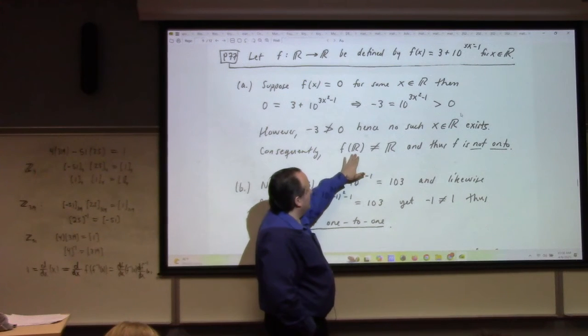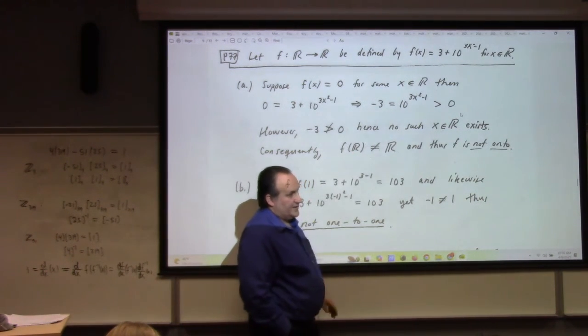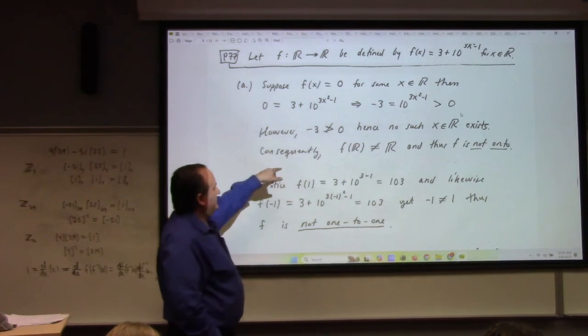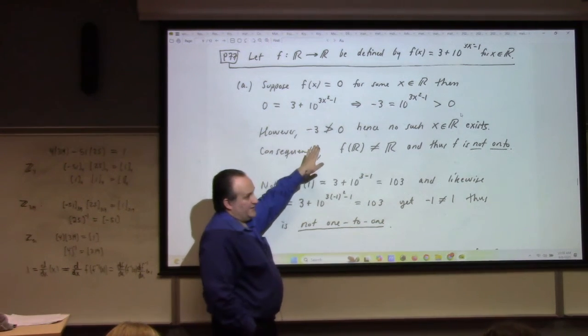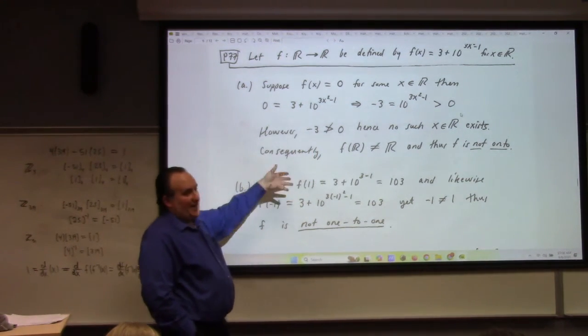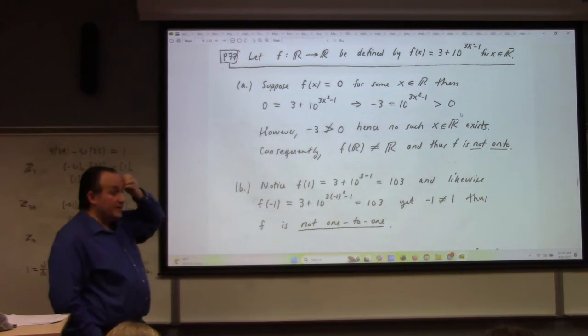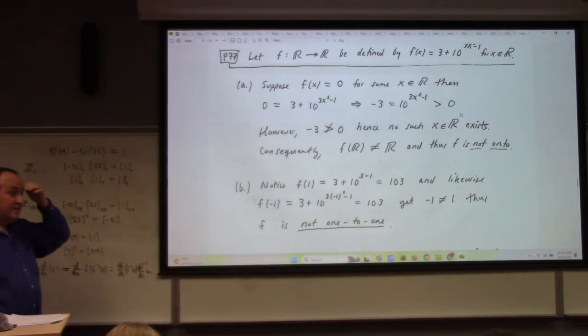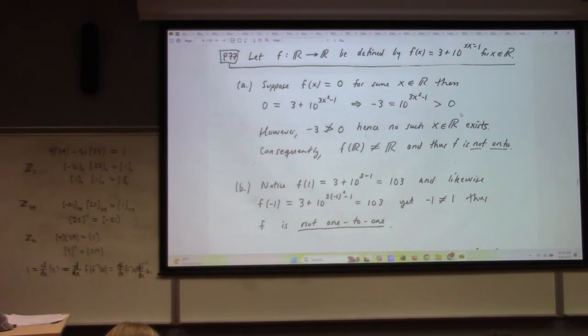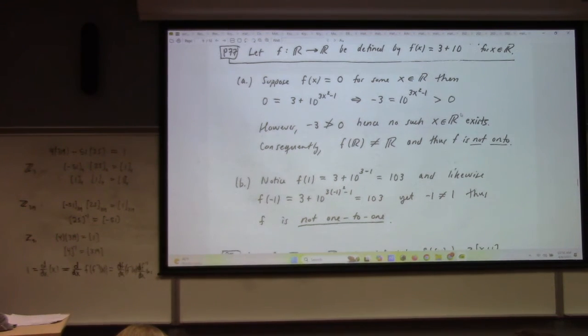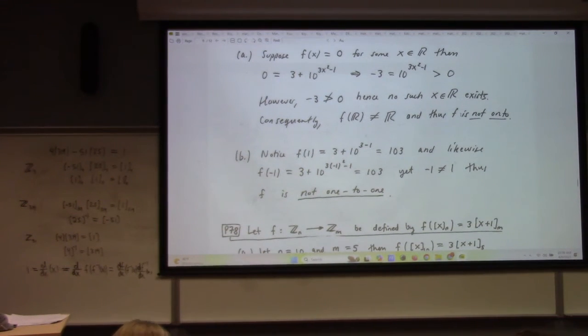You know, the image of f under R is not equal to R, thus f is not onto. More specifically, this calculation explicitly shows that 0 is not in the image, right? This shows 0 is not in the image of f, therefore f is not onto. You're like, well, why did you choose 0? I don't know, it's just a choice. I could have chosen 2, right? I mean, you could make a lot of different choices to disprove onto there.